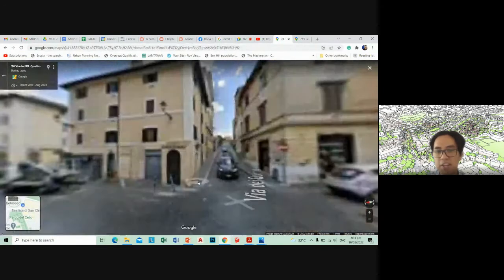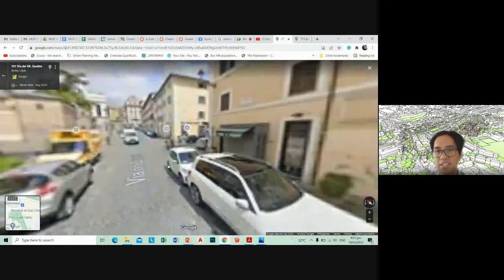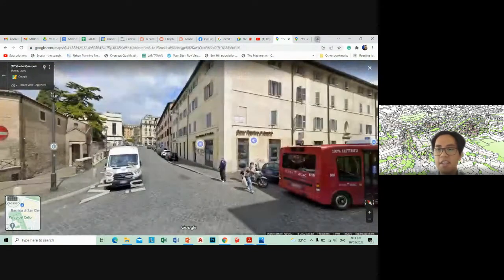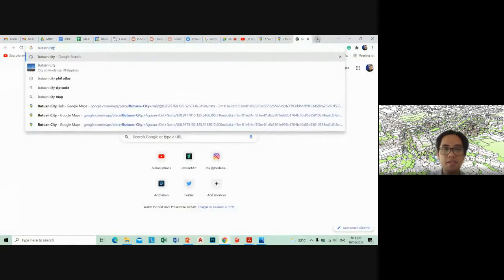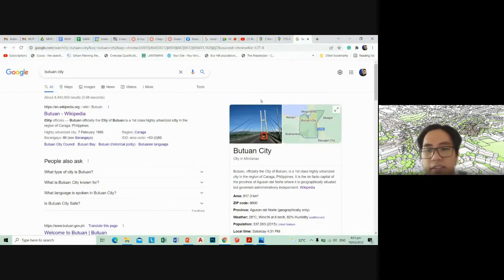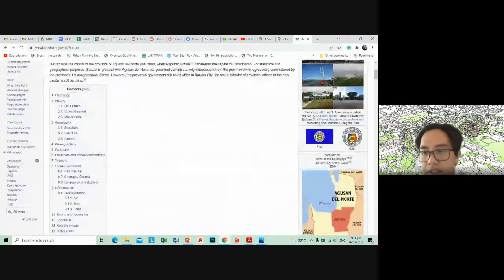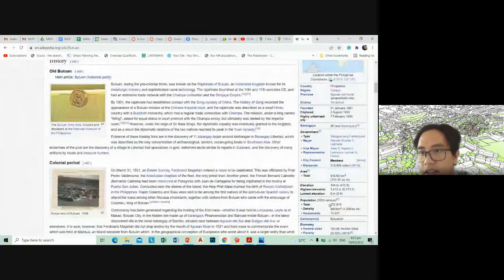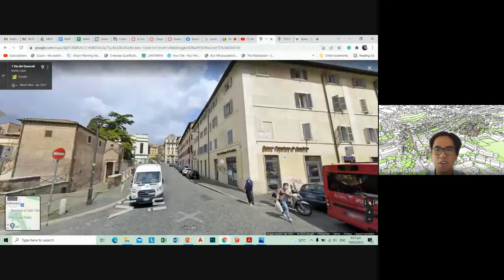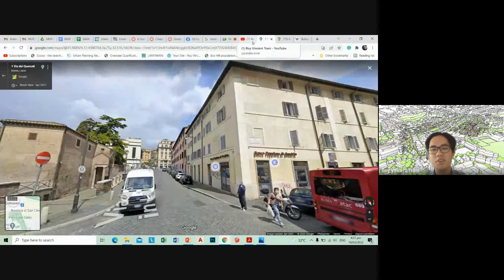Like Rome, it's one of the oldest cities in the world, it already has a distinct character. And I think Butuan, if we look at Google here, Butuan City, oh, I'm low battery, hang on, was established, I should say somewhere over here, cityhood was in 1950. So it's barely less than 100 years old. While Rome has been around since BC times, before Jesus Christ. So they already have an identity. So something like that.